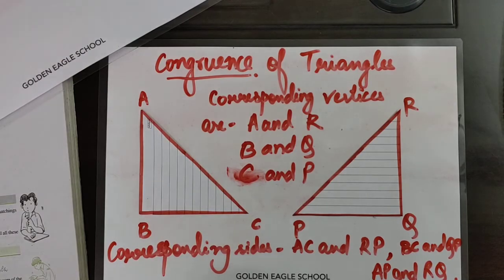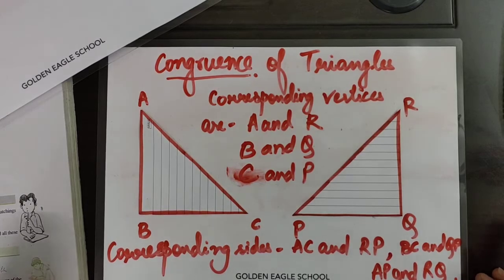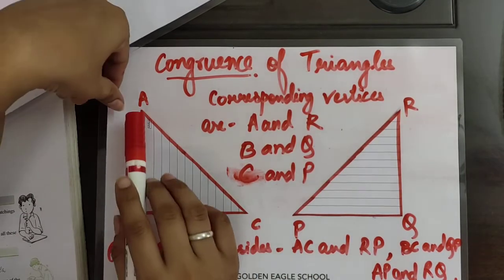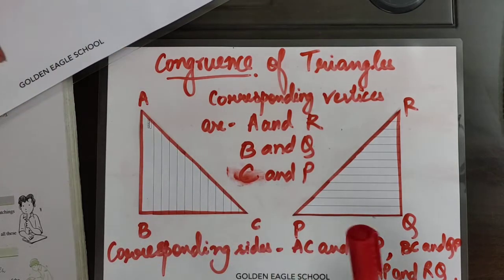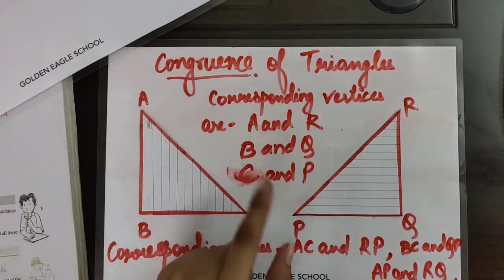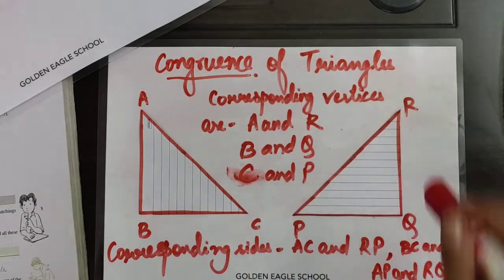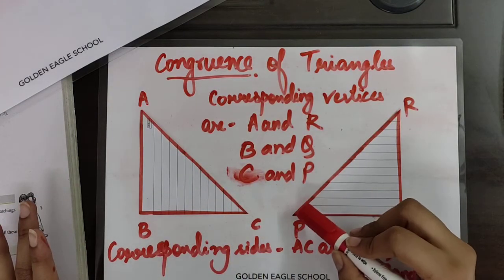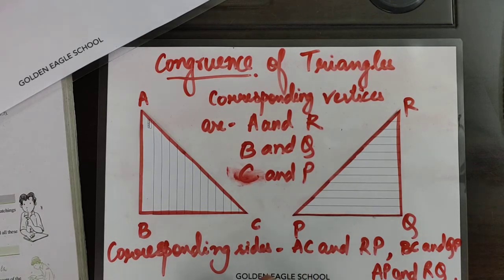Now what are we left with? Now we are left with the corresponding angles. Corresponding angles are on vertices, right? We can see A is the vertex, so BAC is an angle. As we had corresponding vertices, we can similarly have corresponding angles. So angle BAC is congruent to angle PRQ.